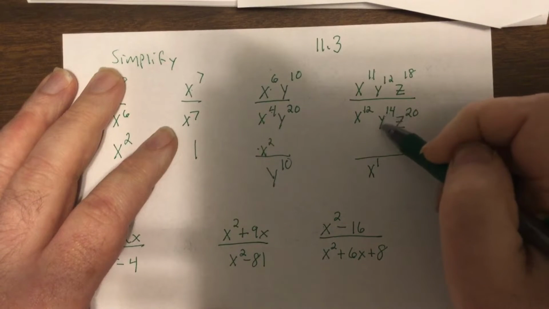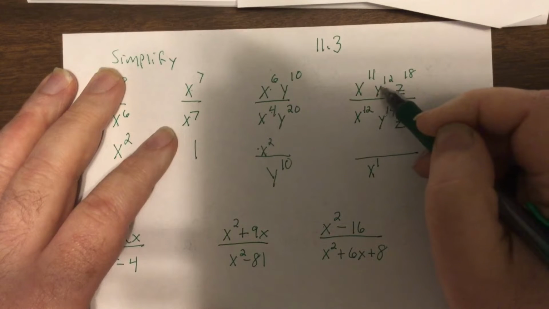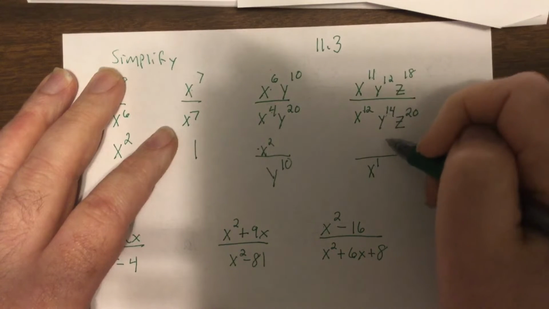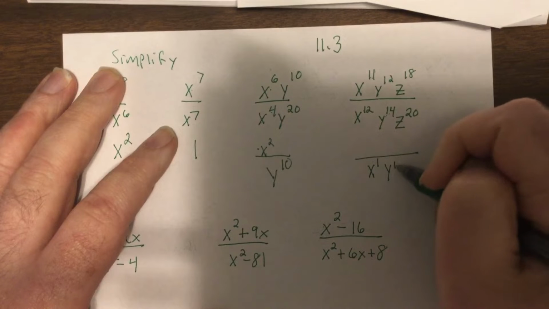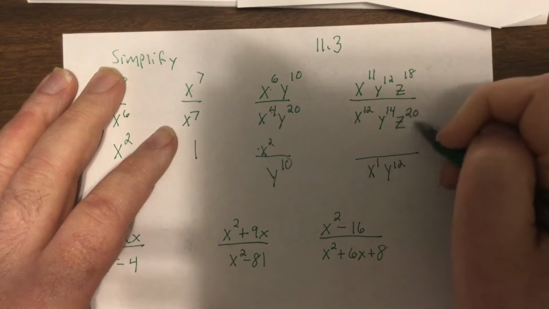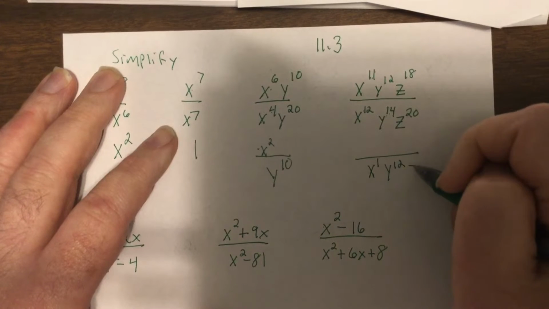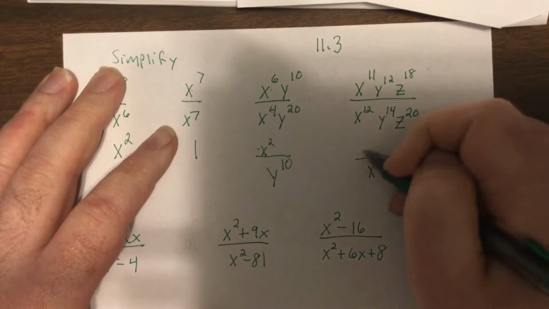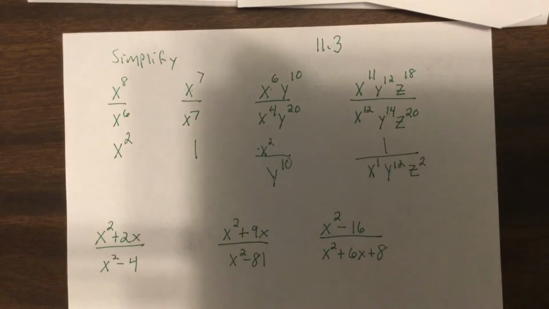Here you've got 14 y's on the bottom. You have 12 y's on the top, so 12 of them cancel. You have y to the 2nd. 18 cancels out with 18 of the 20, so you'd have 2 left. When everything's canceled, you just get 1 left.